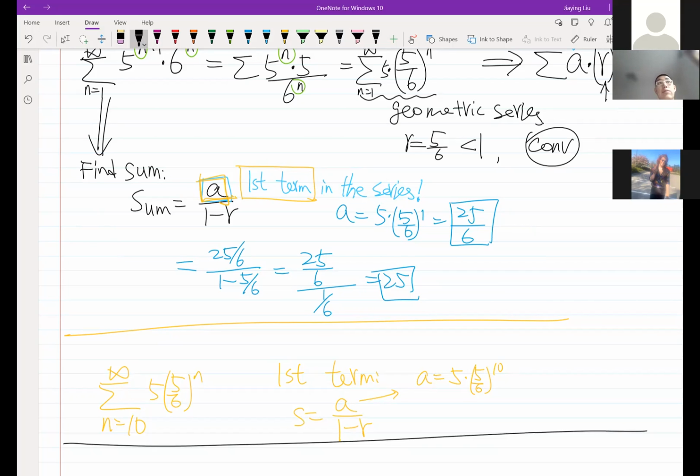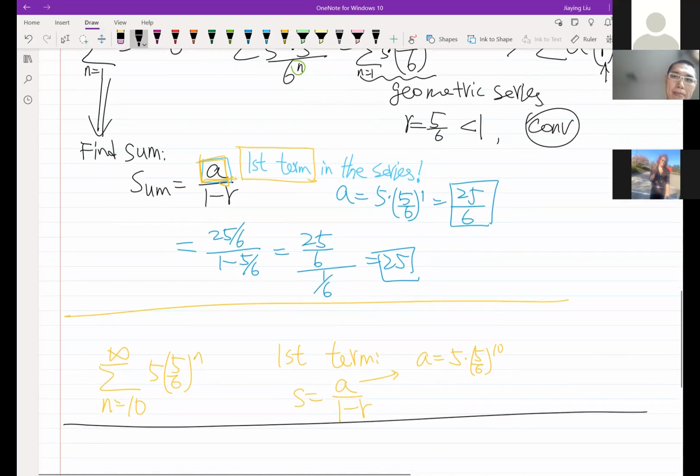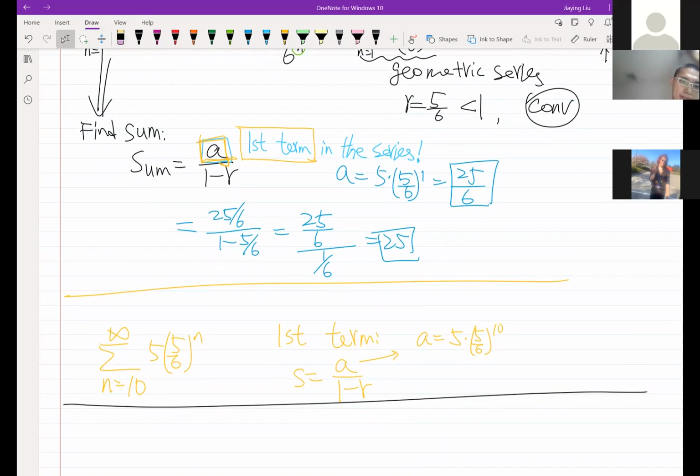Okay, Chris, what's your question? It was the sum from 1 to infinity of 3 over n squared plus n cubed. This one? Yep. Good.